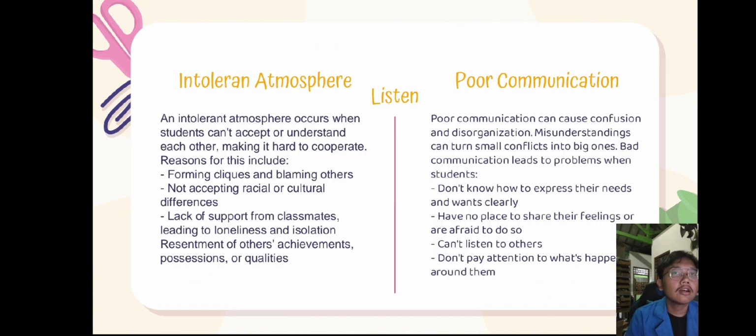Second is intolerant atmosphere. Intolerant atmosphere occurs when the students cannot accept or understand each other, making it hard to cooperate. Reasons for this include forming cliques and blaming others, not accepting racial or cultural differences, lack of support from classmates, leading to loneliness and isolation, resentment of others' achievement, possession, or qualities.